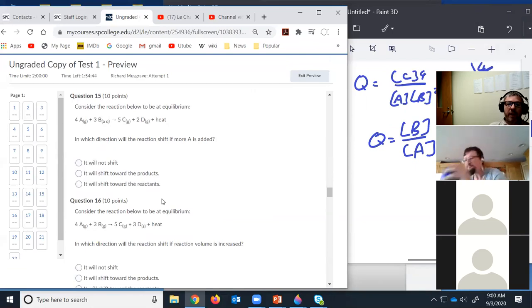All right, which way will the reaction go if we add more A? Any thoughts? Products, reactants, or no shift? Products, that's right, because we need to use up the A that we're adding. If we add more A, it'll turn into more C and D, so it'll go towards the products. Any questions?